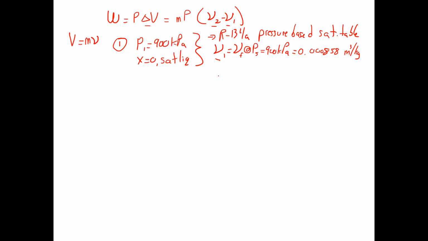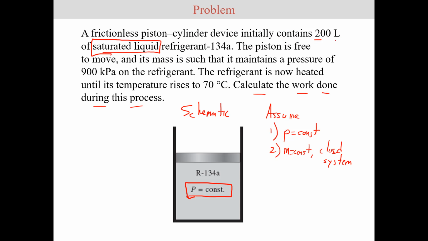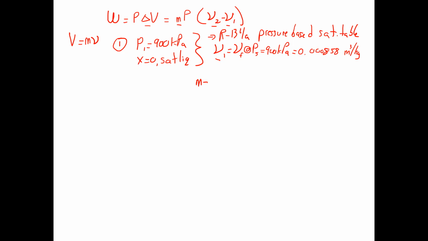I don't know what my mass is. It doesn't give me my mass, does it? It just tells me that the initial volume is 200 liters, and that 200 liters is all saturated liquid. So I know that mass is equal to the volume of state 1 divided by the specific volume of state 1. So it's 200 liters divided by the specific volume. I may do the correct conversions, which I'm not going to do. You can do that on your own. I end up getting a mass of 233 kilograms.